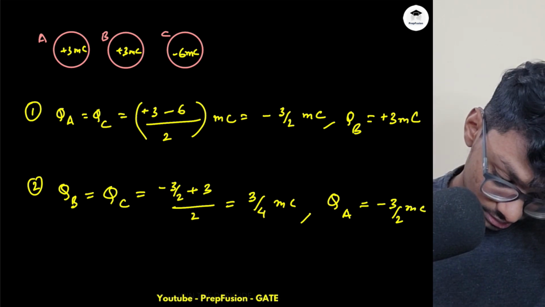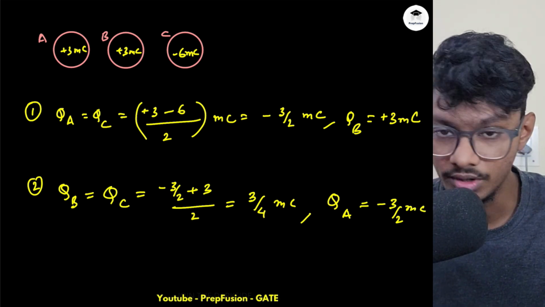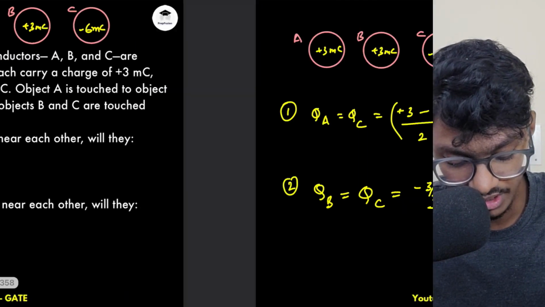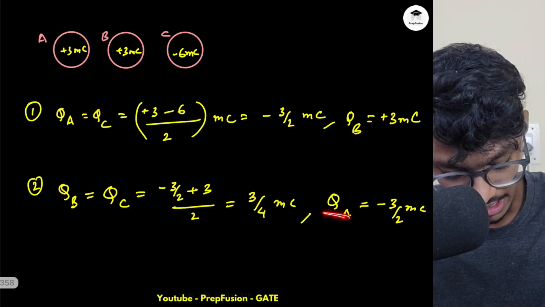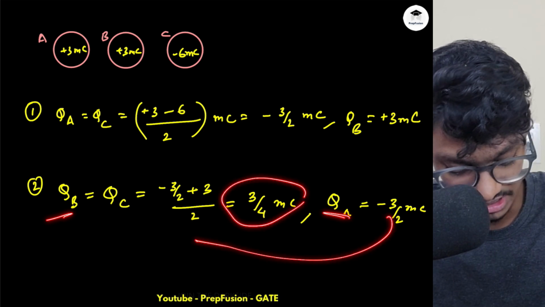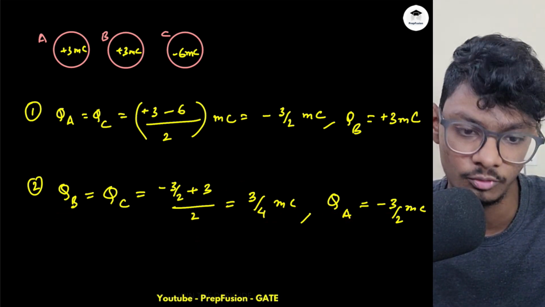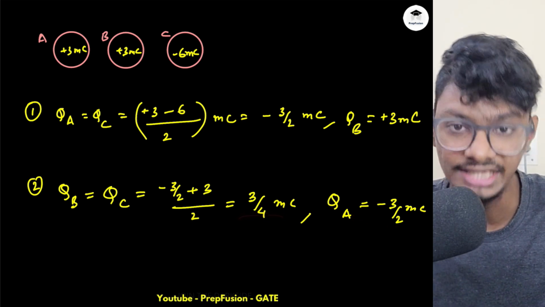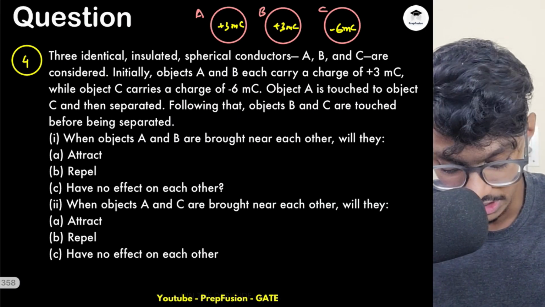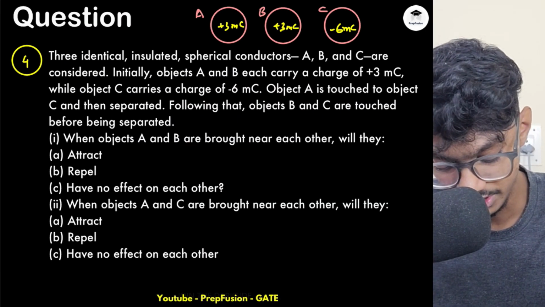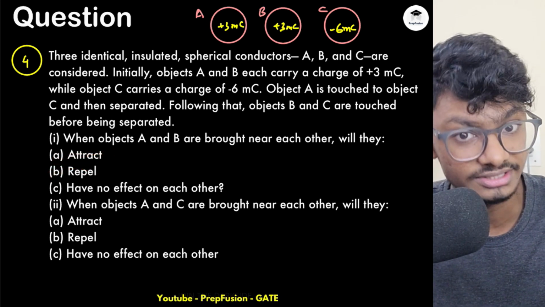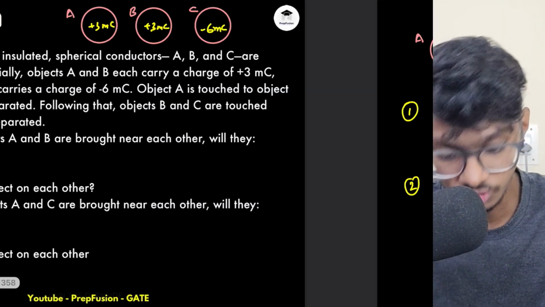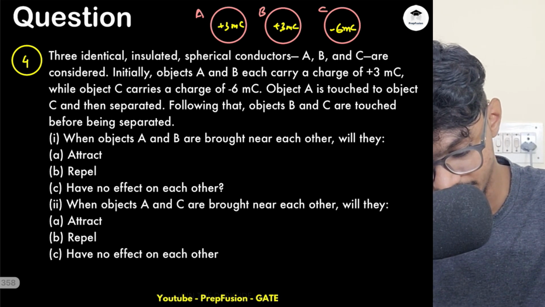Now, what is it asking? When objects A and B are brought near each other: A has minus 3 by 2 millicoulomb of charge and B has plus 3 by 4 millicoulomb. If they are brought near together, will they attract or repel? Attraction or repulsion depends on the sign. They are of opposite signs, so they will attract, obviously. So option A will be correct.